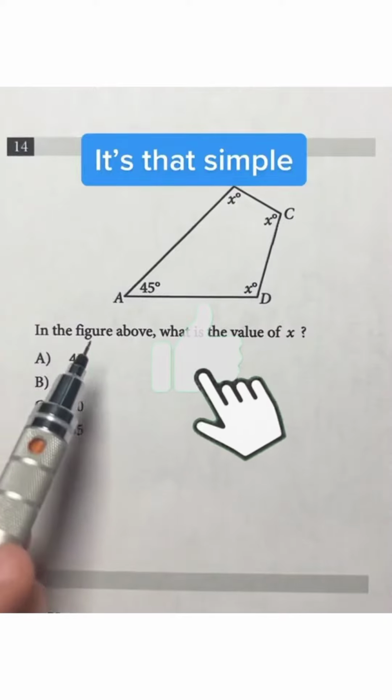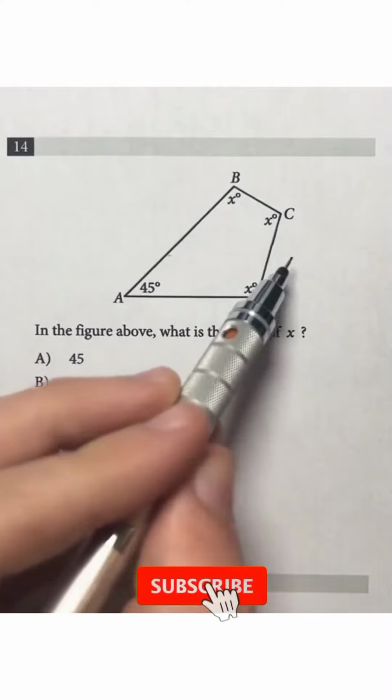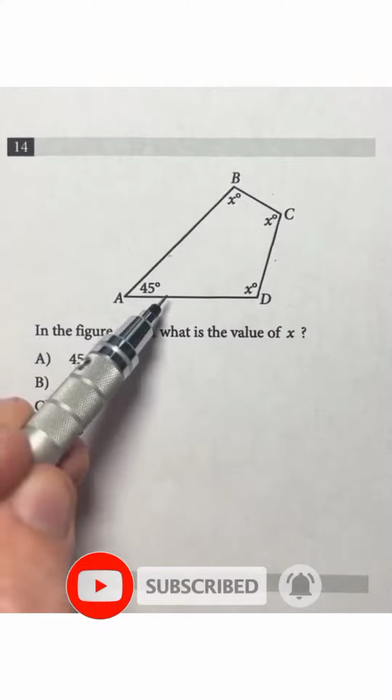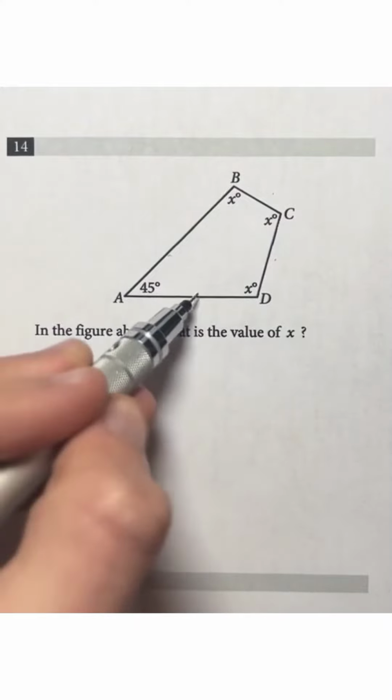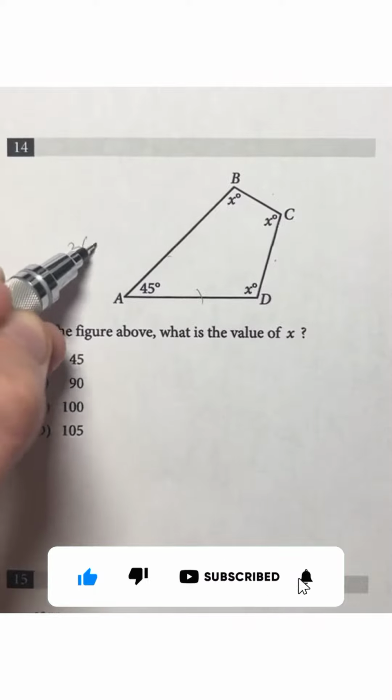Question 14. In the figure above, what is the value of x? So here we see we're given a four-sided figure with x as three of the interior angles and 45 degrees as the other interior angle. Well, we should know that any four-sided figure, its interior angles add up to 360 degrees.